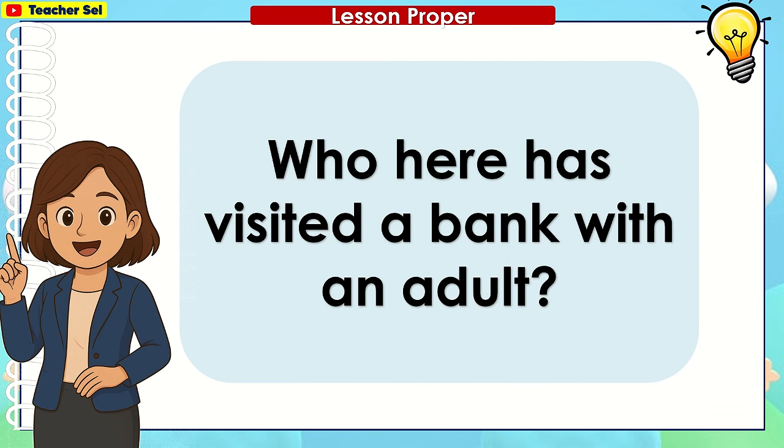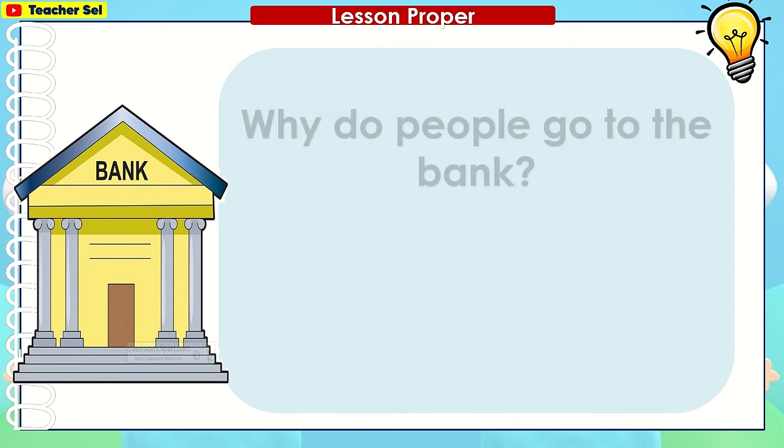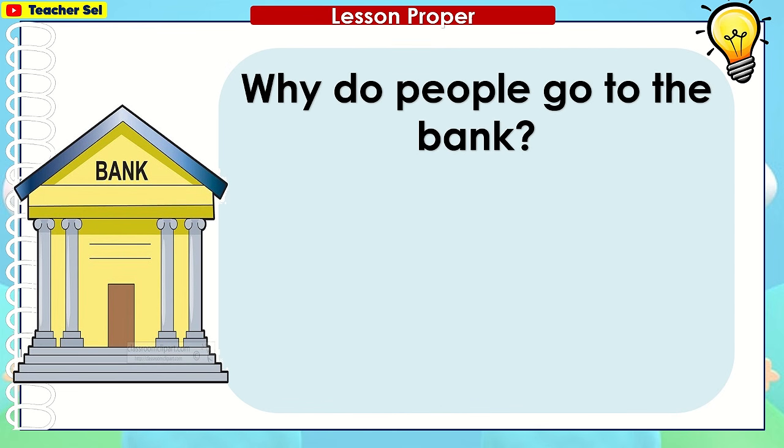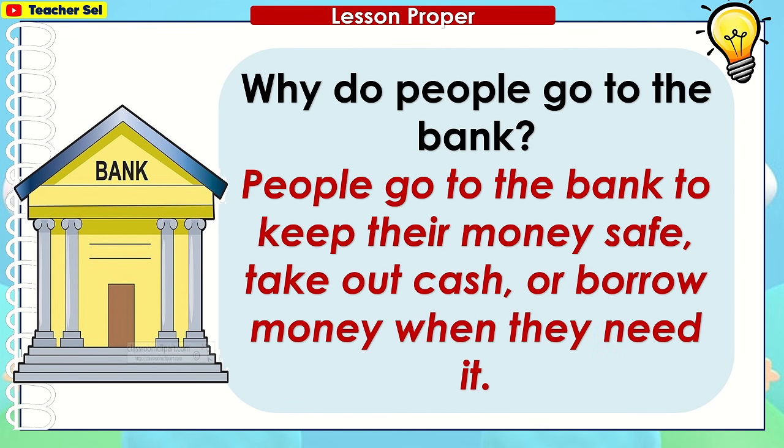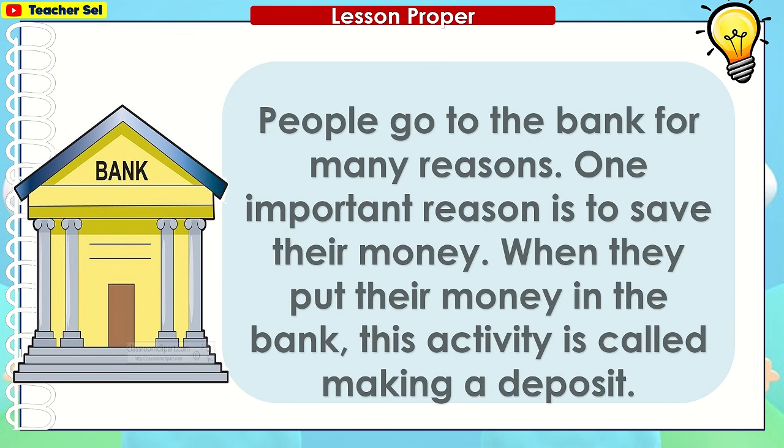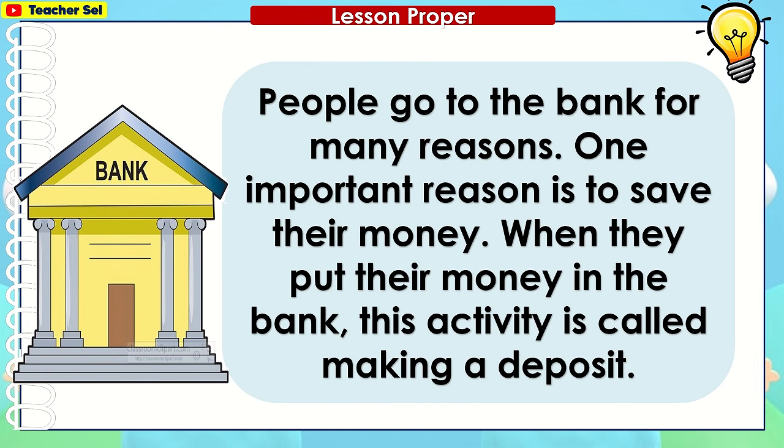Who here has visited a bank with an adult? Why do people go to the bank? People go to the bank to keep their money safe, take out cash, or borrow money when they need it. People go to the bank for many reasons. One important reason is to save their money. When they put their money in the bank, this activity is called making a deposit.